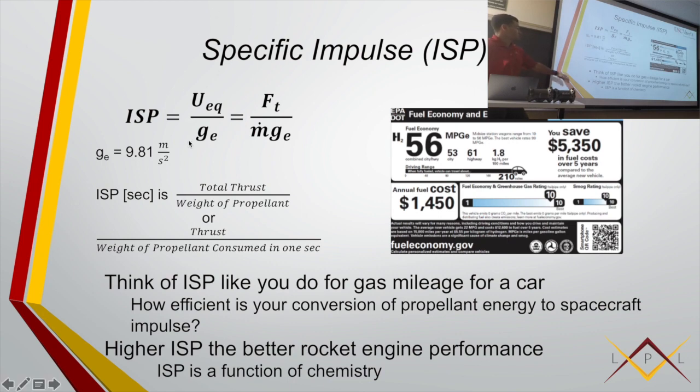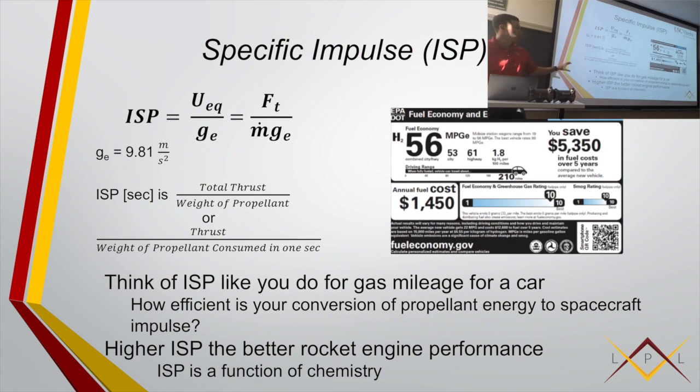And the ways that you could describe it are these two ways: total thrust over the weight of the propellant, or the thrust over the weight of propellant consumed in 1 second. It might not make a lot of sense, but the best way I like to think of it is essentially equivalent to gas mileage in a car, right? When you're buying a car, you want more gas mileage. If it was the same car but one had 20 and one had 10, you would obviously choose the 20.